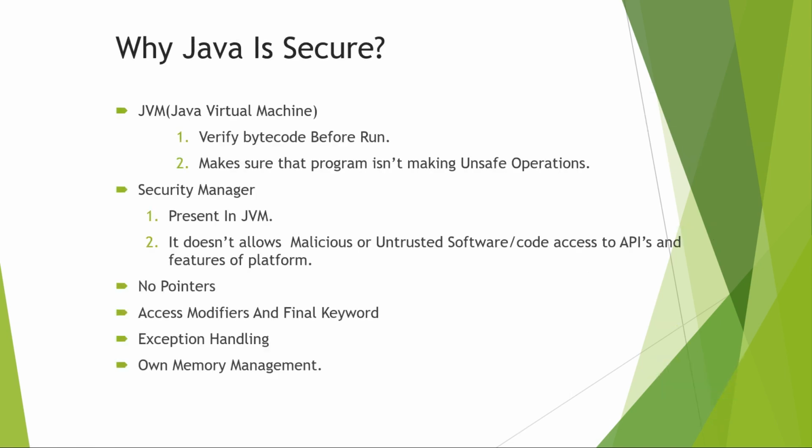After that we saw why Java is secure. Firstly, it has the JVM security manager, and they removed pointers; it has access modifiers and the final keyword. After that, exception handling means they handle even small exceptions. Own memory management, for example the garbage collector: if any null object is there, it will automatically be removed, right? So all these things make Java secure.